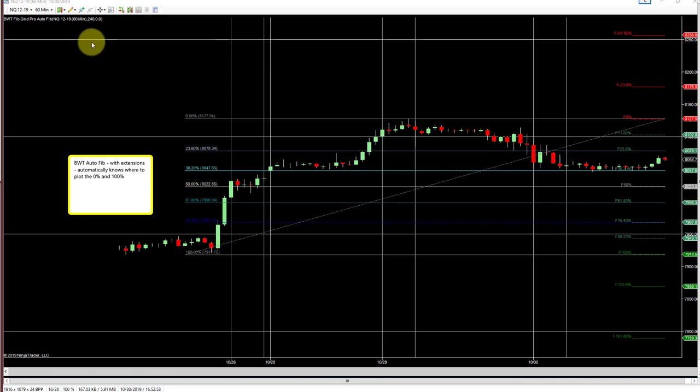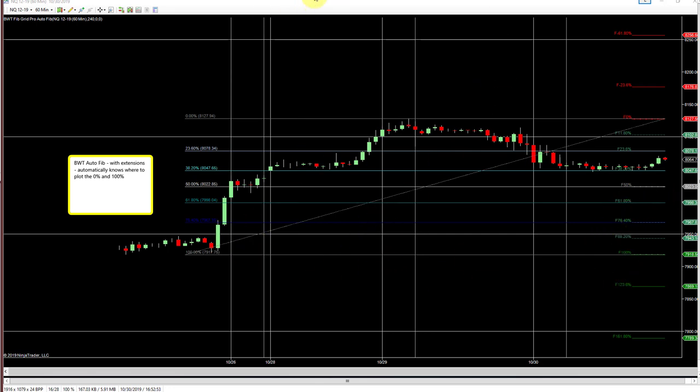The package includes several indicators. This is an auto fib. It draws the high and low based on how far you want to look back. So if you want to look back 1 day, 2 days, or 3 days, it automatically draws the fib grid from the high and low.